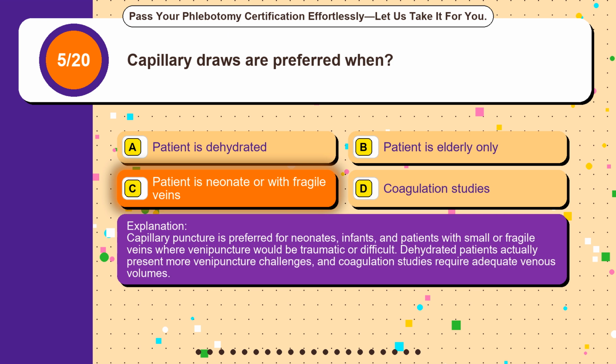Capillary puncture is preferred for neonates, infants, and patients with small or fragile veins where venipuncture would be traumatic or difficult. Dehydrated patients actually present more venipuncture challenges, and coagulation studies require adequate venous volumes.